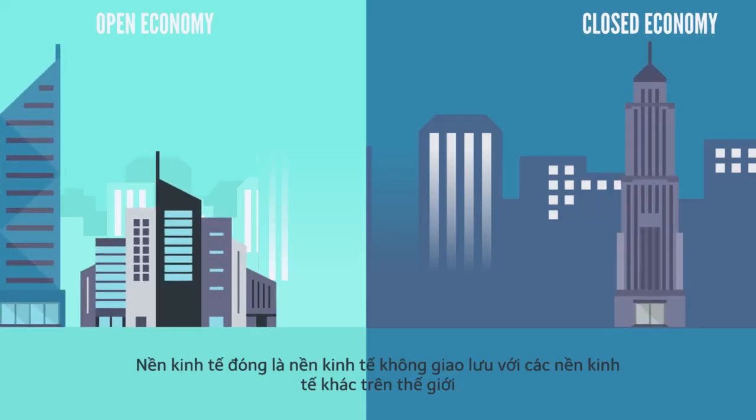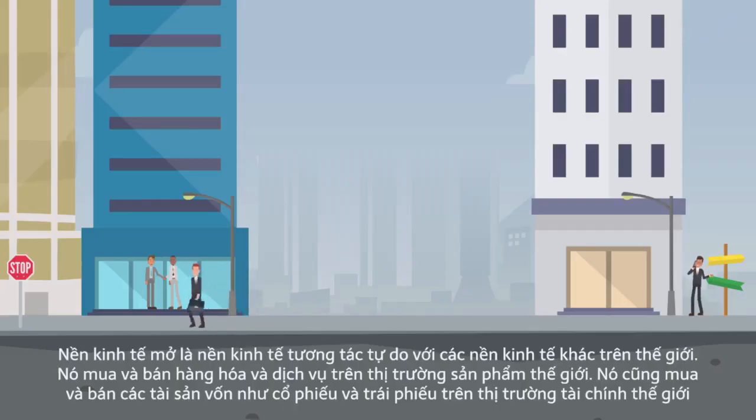Closed economy is an economy that does not interact with other economies in the world. Open economy is an economy that interacts freely with other economies around the world. It buys and sells goods and services in world product market. It also buys and sells capital assets such as stocks and bonds in world financial markets.